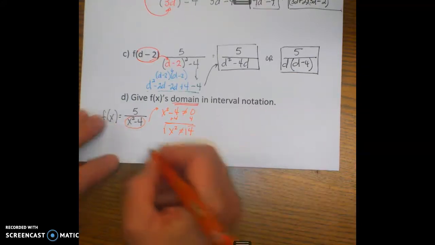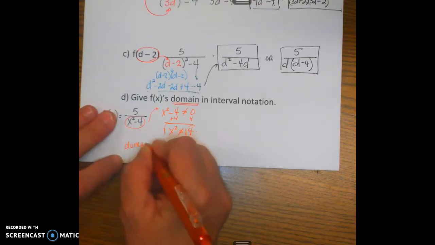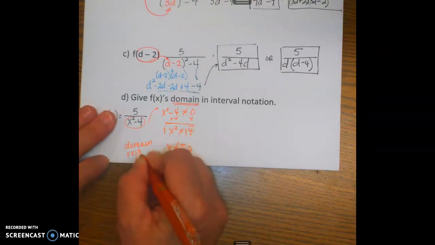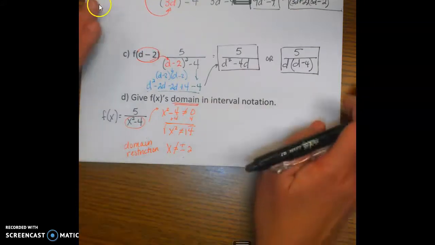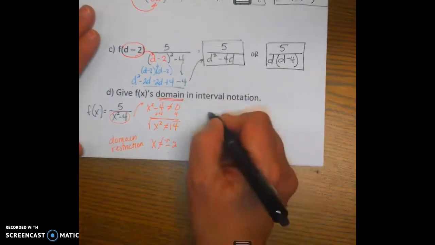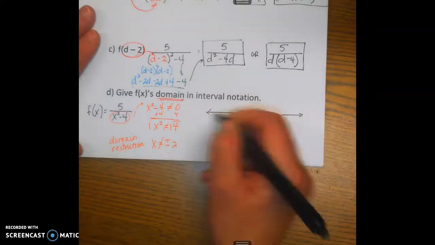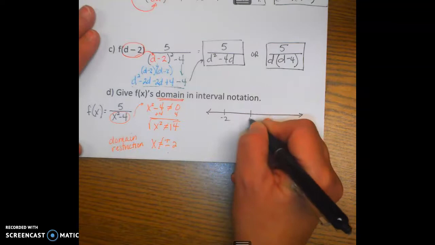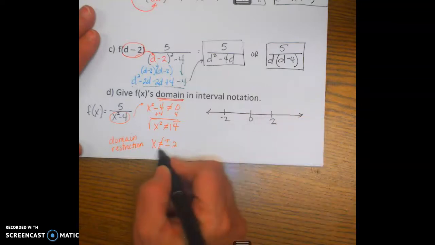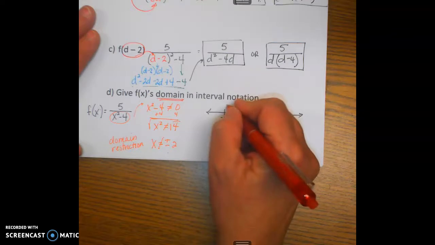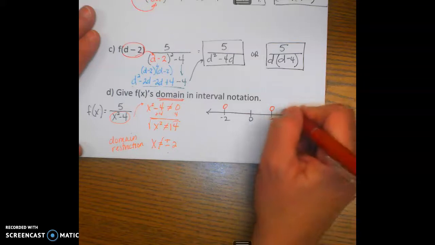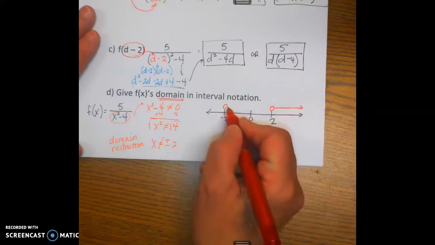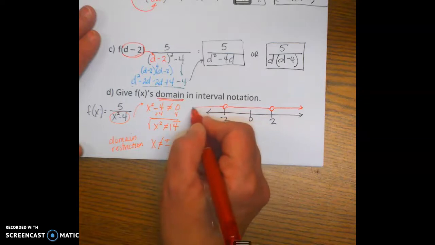This is also called a domain restriction. Just if you ever see or hear that, okay? And the way we find the domain is by seeing what it can't be, and it can be everything else. So if I do this on a number line, I have negative 2, 0, positive 2. The two numbers that x cannot be are negative 2 and positive 2. It can't be negative 2, so I've got a big circle over that. It can't be positive 2, so I've got a big circle over that. And it's everything else. It's everything between those 2 points and to the right and left of those 2 points.